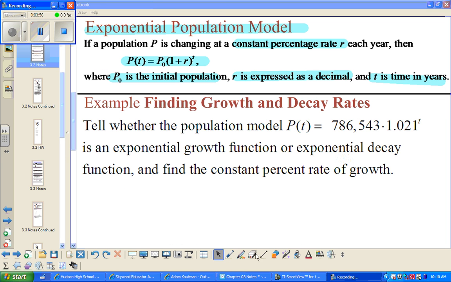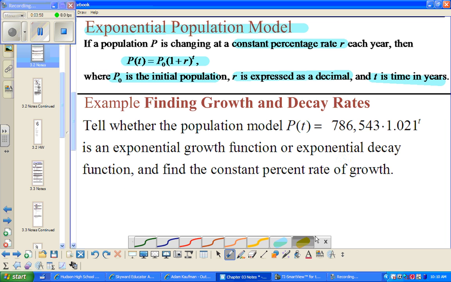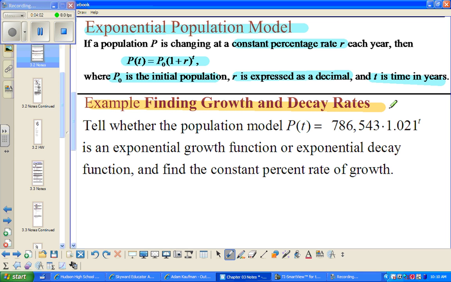Now, in the previous example, I talked about the increase, but it doesn't always have to be an increase. This first example that I'll show you, we're looking at finding if it's a growth or decay. So the question is, tell whether the population model P of T equals 786,543 times 1.021 raised to the T is an exponential growth function or an exponential decay function, and find the constant percent rate of growth.